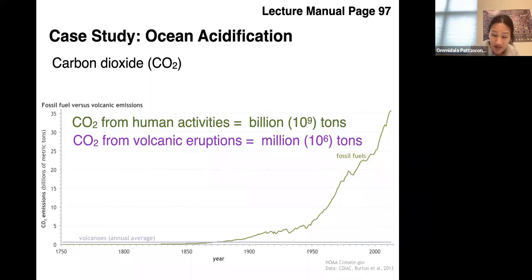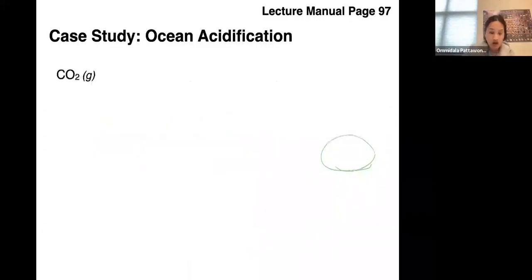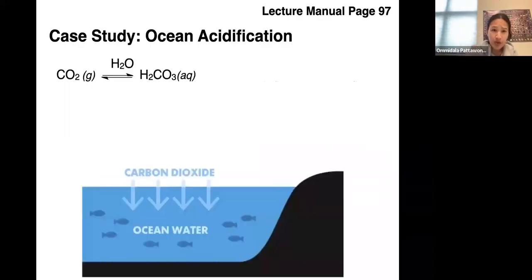That means human activity is releasing even more carbon dioxide from fossil fuel use than volcanic activity. So why is carbon dioxide of concern? Why are we talking about the solubility of gas and tying it back into this case study? Well, the answer is that it goes to the ocean.